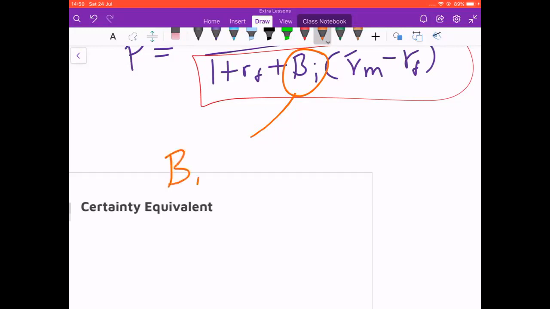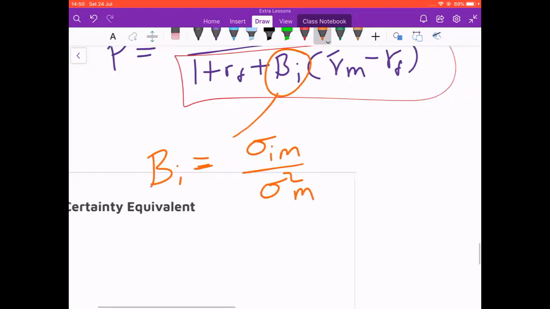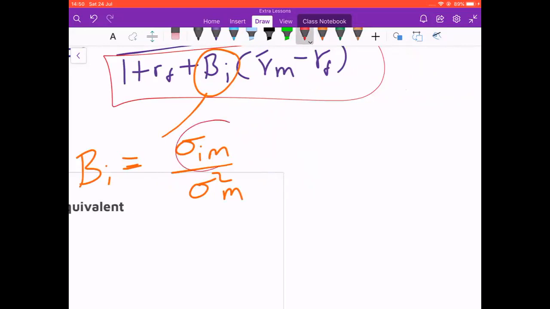You know that beta is going to be the covariance of Ri and the market over the variance of the market, right? So this thing is the covariance of what? It is the covariance of Ri and the market, right? So how do you find the covariance of the market and Ri? I am trying to simplify this. So what can you do here?